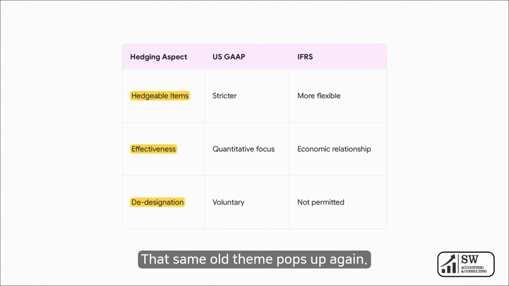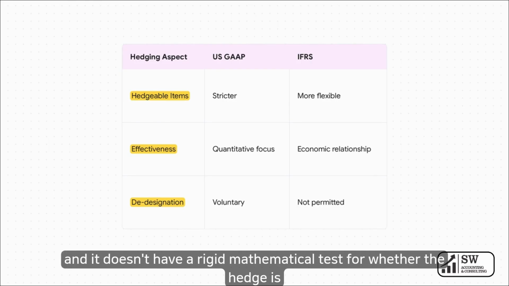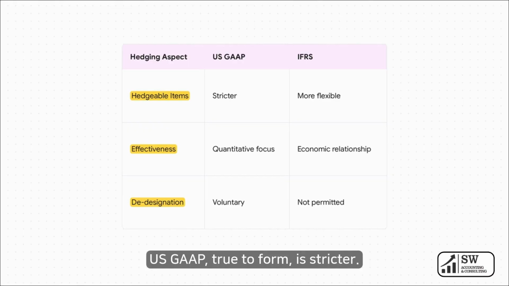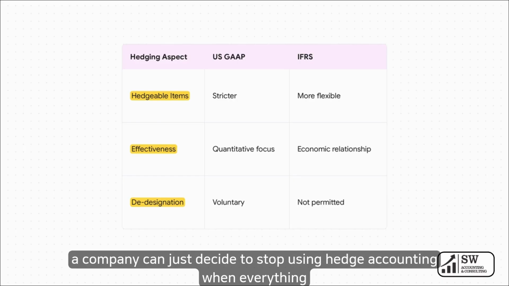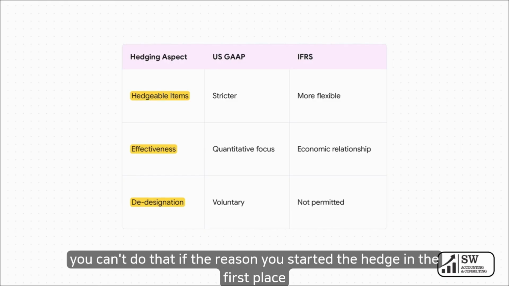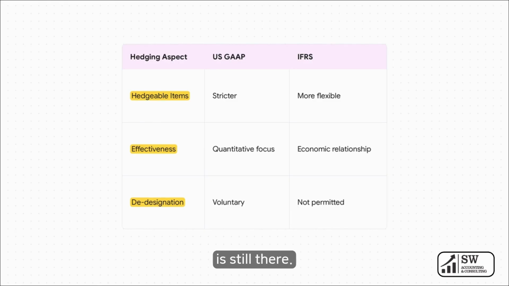And what do you know, that same old theme pops up again: principles versus rules. IFRS is way more flexible here. It lets companies hedge more types of risk, and it doesn't have a rigid mathematical test for whether the hedge is working. It's more about proving there's a real economic link. US GAAP, true to form, is stricter. And here's a weird one. Under US GAAP, a company can just decide to stop using hedge accounting whenever it wants. Under IFRS, you can't do that if the reason you started the hedge in the first place is still there.